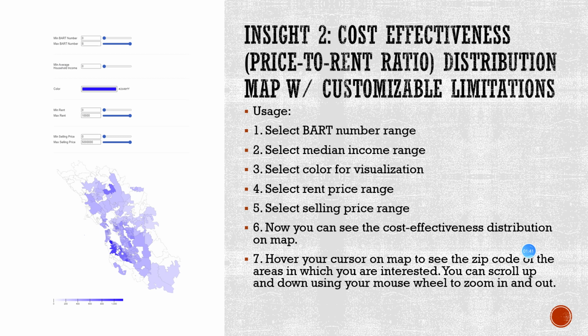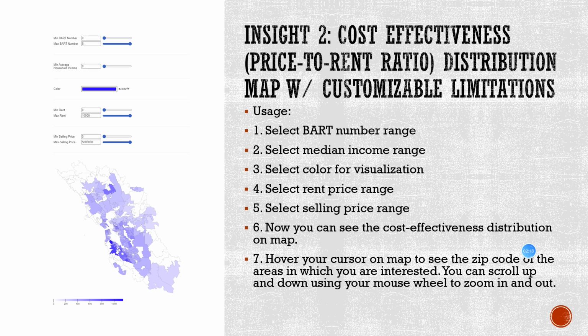And here is my insight two, cost effectiveness, aka the price to rent ratio distribution map with customizable limitations. Same as the previous one, it will have a filter and a map visualization, and in its filter, the user can designate the BART station number, the minimum average household income, the rent range, and the selling price range.